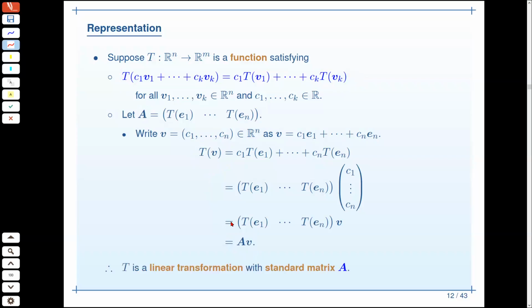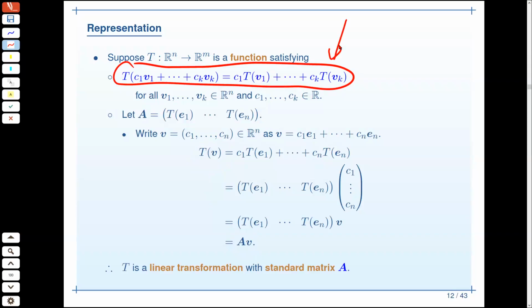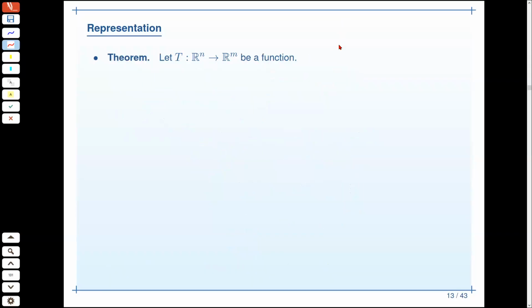So they are now equivalent. A function is a linear transformation if and only if it satisfies the linearity. T will send a linear combination to the linear combination of the images. So if you want to show that a function is not a linear transformation, you just need to show that this condition is not fulfilled. So I just write down the theorem.